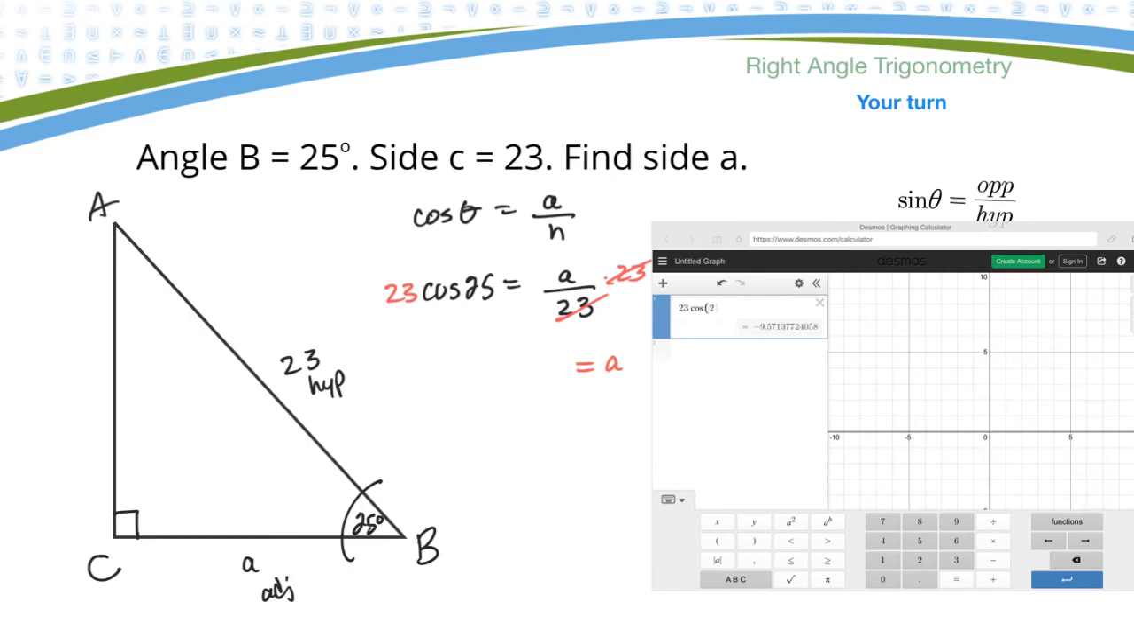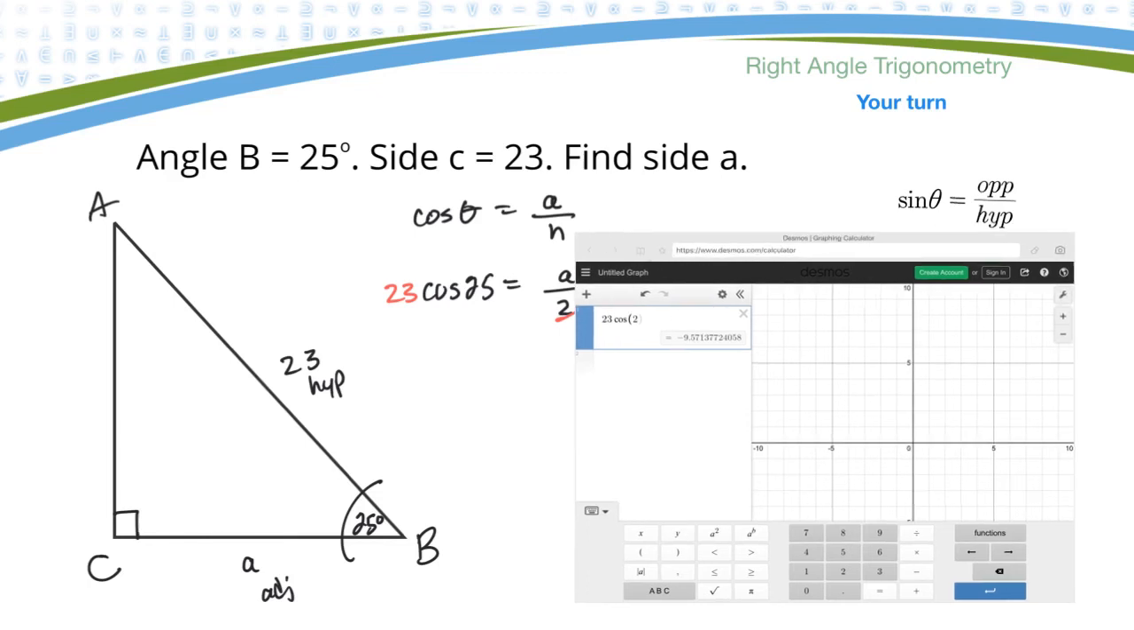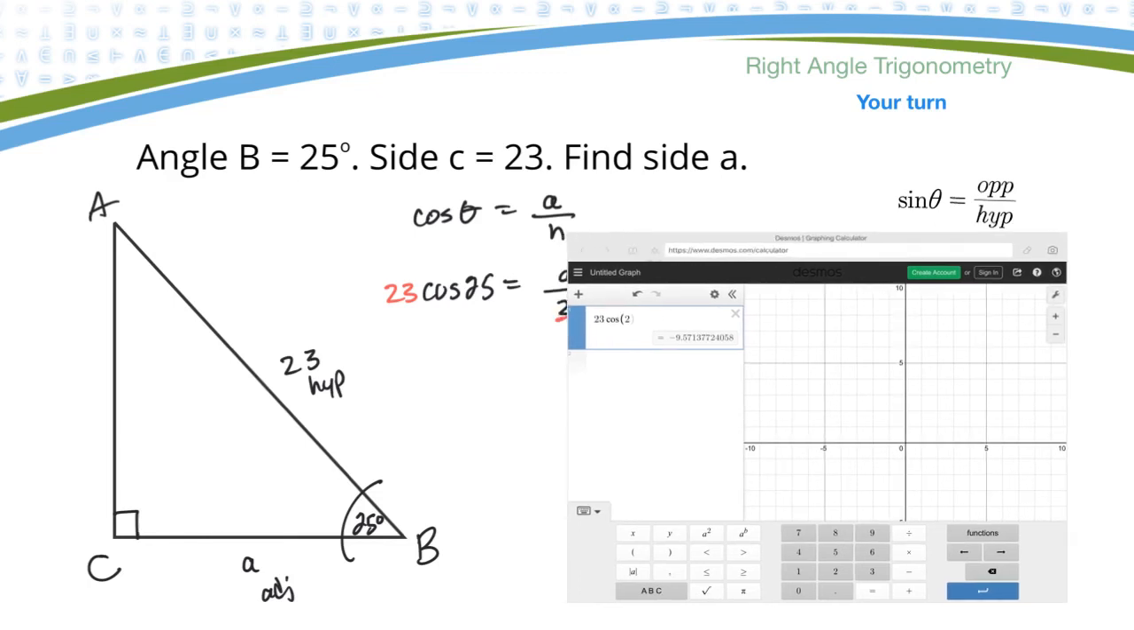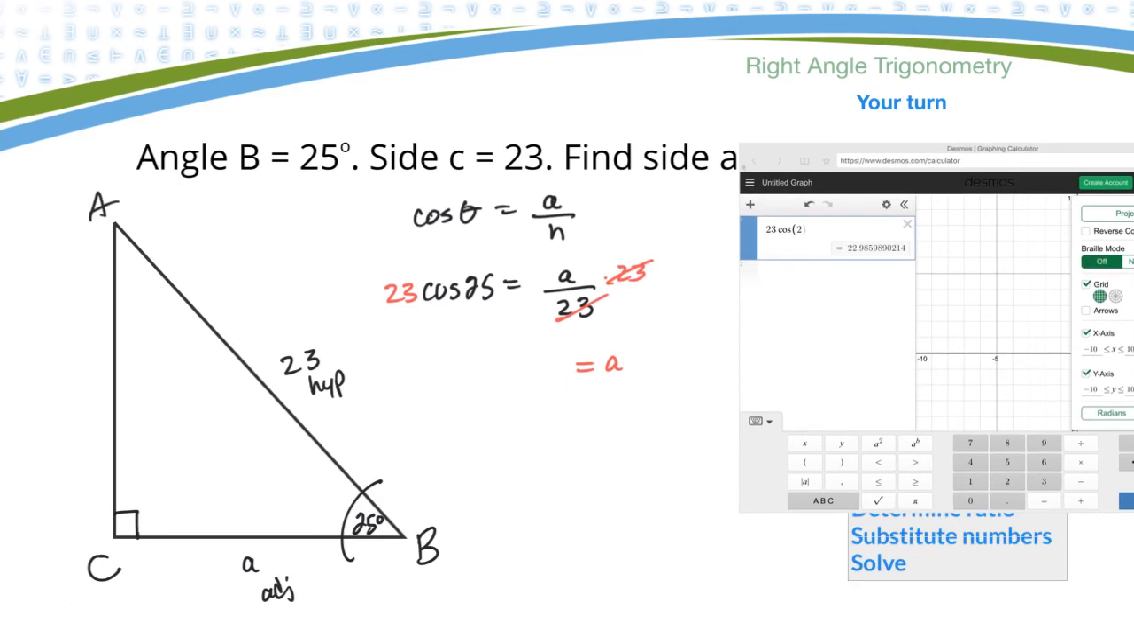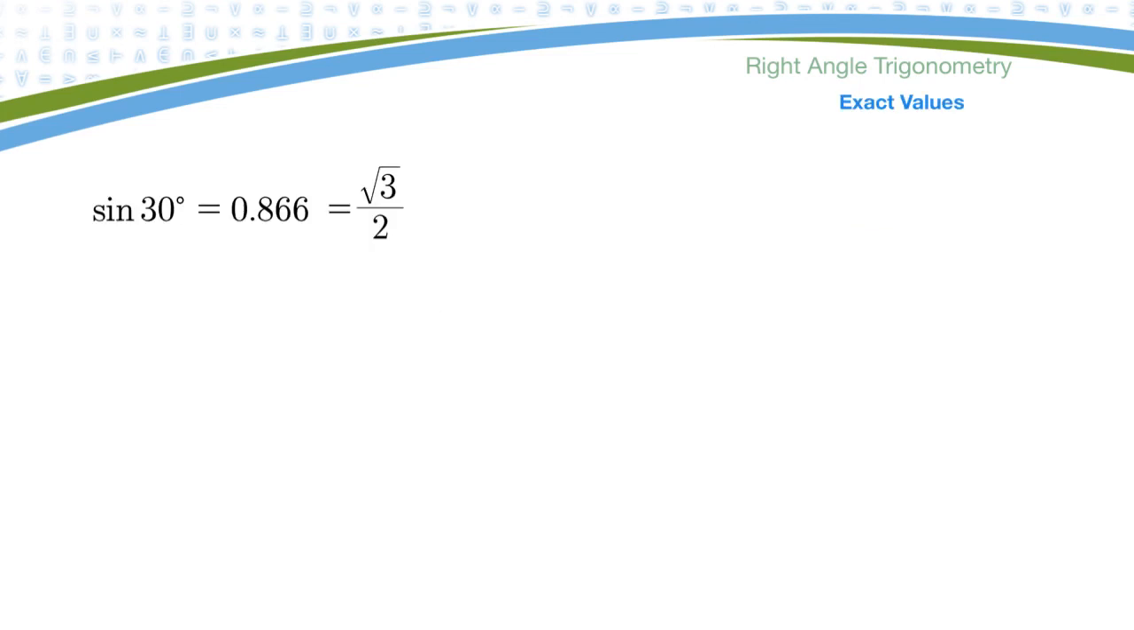Okay, frustration, because my thing is in radians. There we go. 22.98, call it 23. So A will be 23. Okay, hopefully that's given you a bit of comfort or refresher anyway in solving for angles and solving for sides of a triangle.